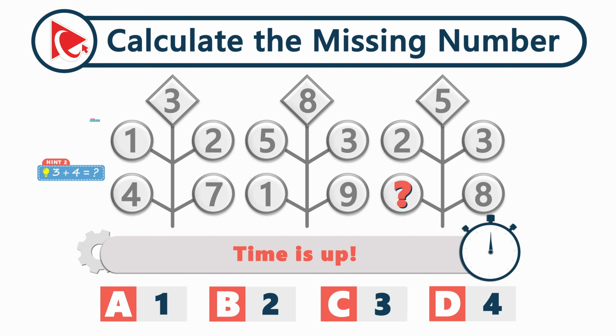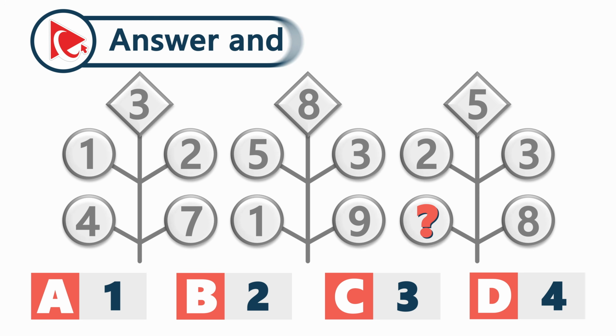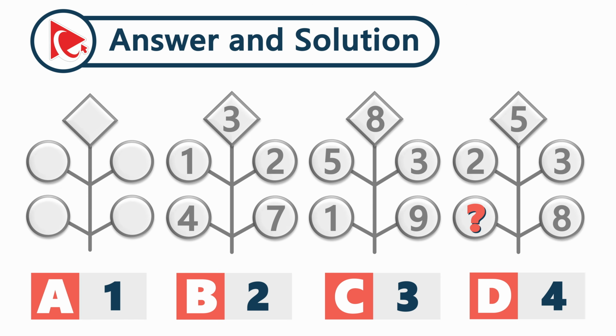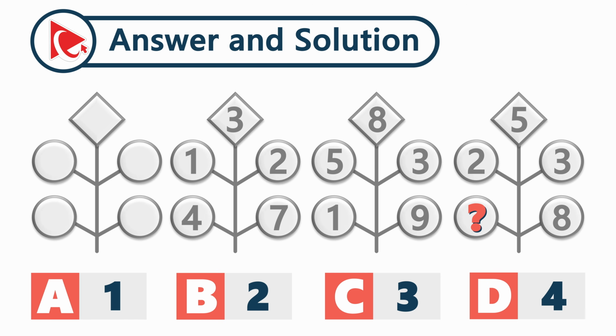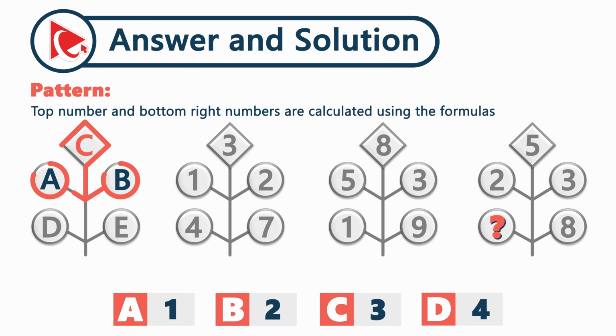Time's up. Do you have your answer ready? I hope so, because the pattern in this question couldn't be any simpler. The pattern consists of very simple addition expressions. To understand them better, let's assign each object a letter of the alphabet. Let's assign letters A, B, C, D, and E. The simplicity comes from the fact that the top number and the bottom right numbers are calculated using the formulas A plus B equals C and C plus D equals E.